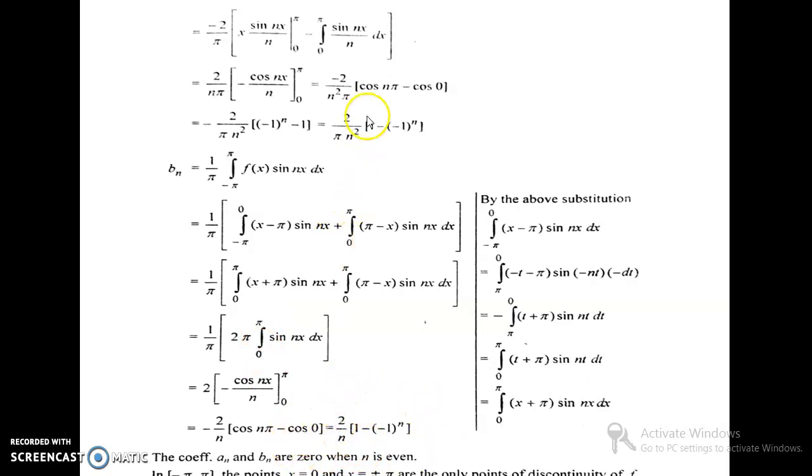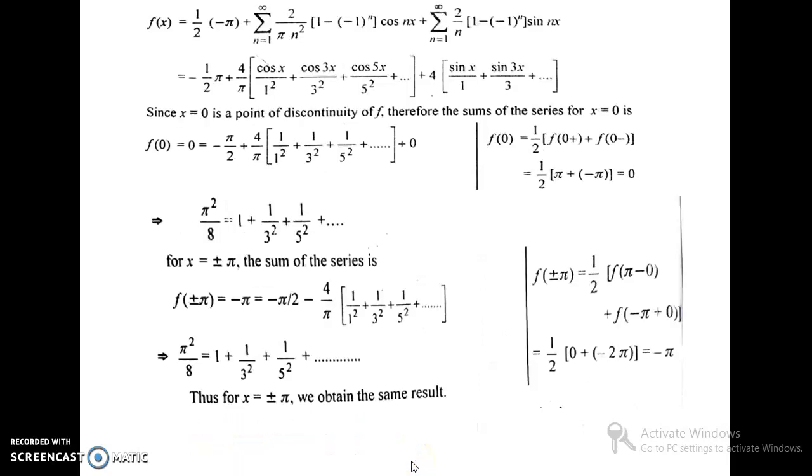If we see the values of an and bn, we see that both these constants are 0 for n even. Then put these values in the Fourier series. When we substitute x is equal to 0, then equation becomes this, as we have to find the sum function for x is equal to 0 and x is equal to plus minus pi. Substitute x is equal to plus minus pi in this equation, so equation becomes this. This is our final answer.